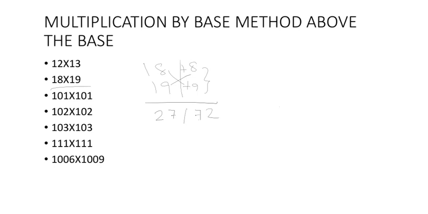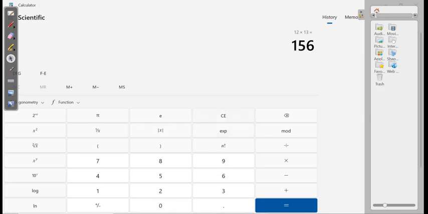Here, in order to bring this 7 here, I have to multiply this number with the base, 270, and after that I have to add this value 72. So the answer will be 342. Let me check the product of these two numbers 18 and 19. 18 multiplied with 19, the answer is 342. Yes.